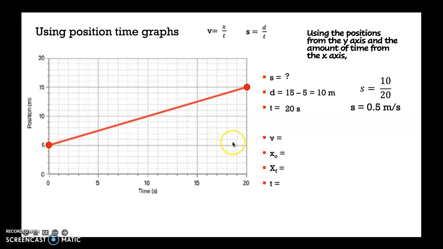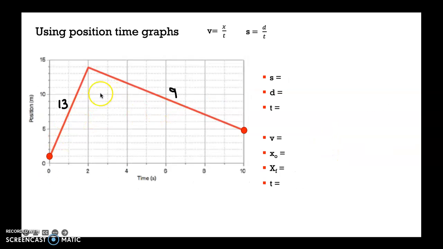In order to do the velocity, I would look at the position, my XO and my XF. My XO is 5, my XF is 15, my time is still 20 seconds. So in the end, I am still going to have the same velocity as my speed. Because it's moving in a positive direction and because we're only working with straight lines, the numerical value between 2 points will always be the same. The only question is whether or not it will be a negative for your velocity.